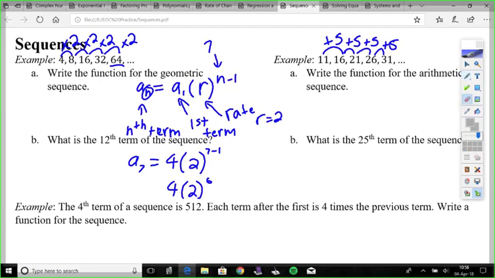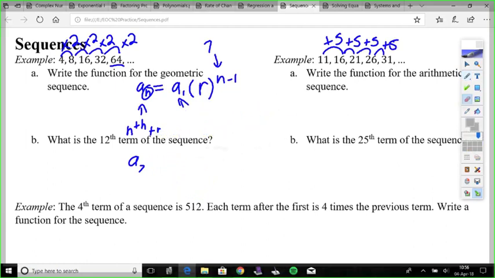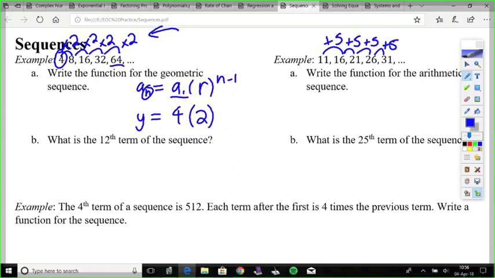Now let me go back and write the function out for this particular example. Okay, for this particular example, I'm going to write y equals, unless it tells me specifically otherwise. You could probably write A of n equals. I don't know how they would want it on the test. A of n equals or y equals would be just fine, I would think. Okay, A1, our first term, if you look at our sequence, our first term is 4, right? Our R value, which is how much we're multiplying by each time, as you can see, we're multiplying by 2 each time. And then n minus 1.